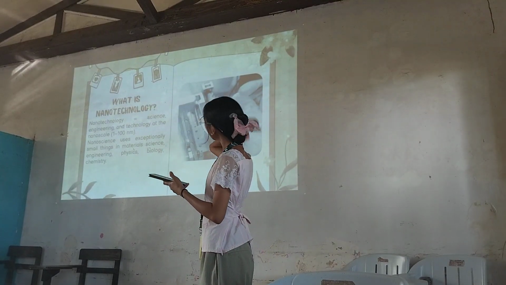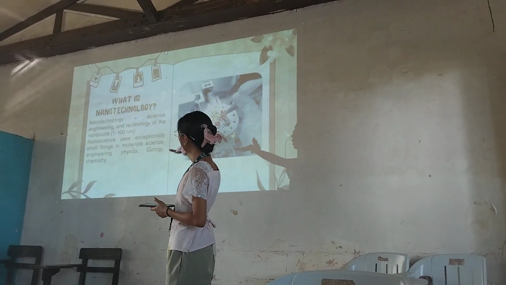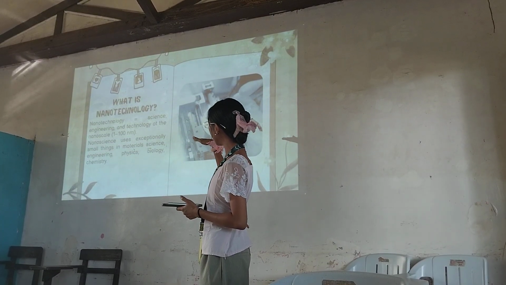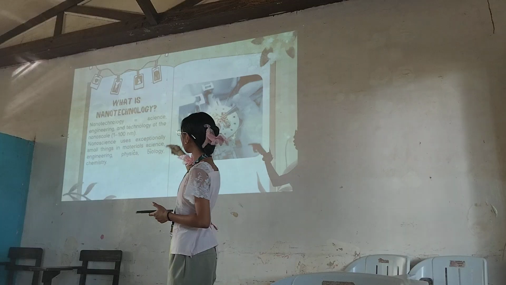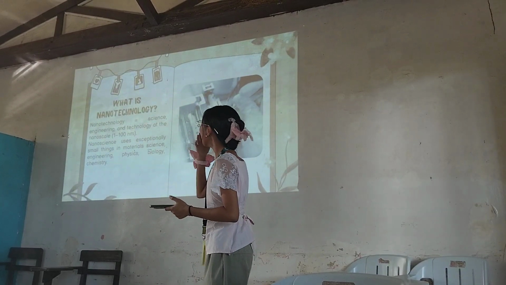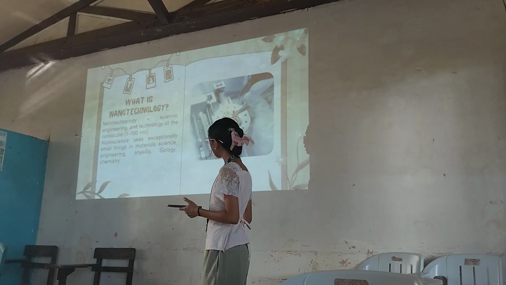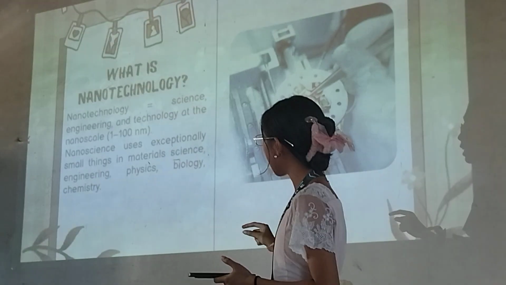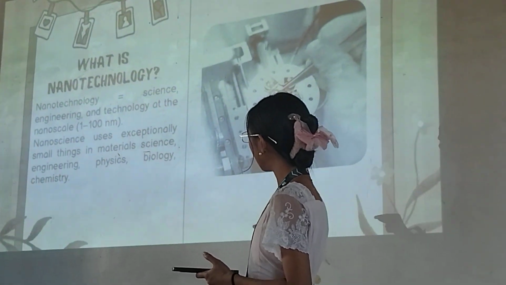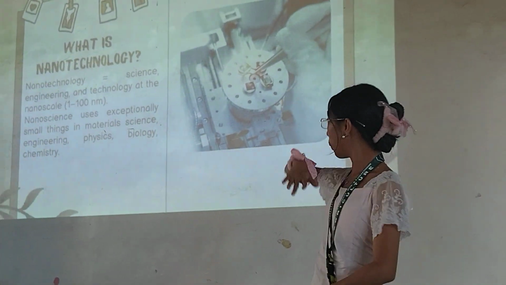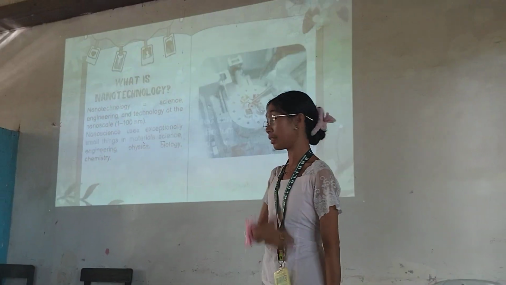So, next is what is nanotechnology? Nanotechnology is science, engineering, and technology at the nanoscale, 1 to 100 nanometers. Nanoscience uses exceptionally small things in materials science, engineering, physics, biology, and chemistry. So that is nanotechnology. Next.